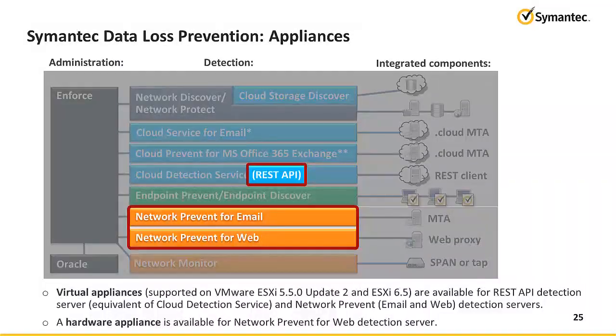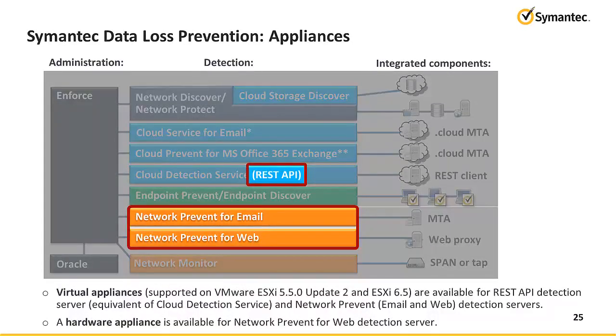Symantec DLP offers appliances for some detection server types. Virtual appliances are available for the REST API detection server, the equivalent of the Cloud Detection Server Detector, which receives content for detection analysis through a REST API, as well as for Network Prevent for Web and Network Prevent for Email detection servers. These virtual appliances are supported on VMware ESXi 5.5.0 Update 2 and ESXi 6.5. There is also a hardware appliance available for the Network Prevent for Web detection server.